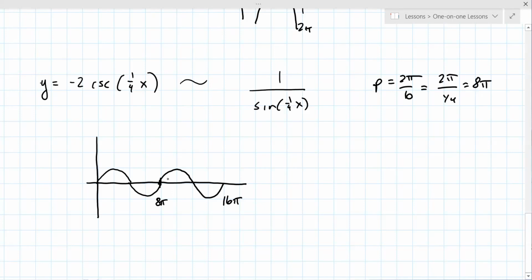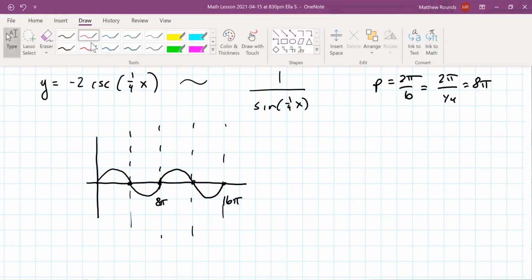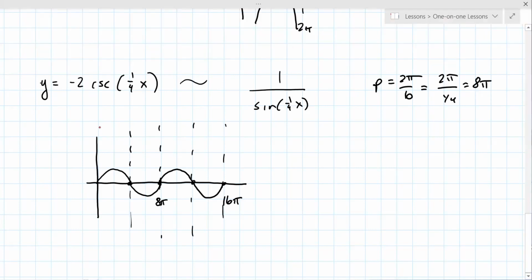So these places where it crosses the x-axis, those are the vertical asymptotes. Okay. So I'll do it in red here. The first shot at what this looks like is something like this. And then it's like, well, what does the negative do?